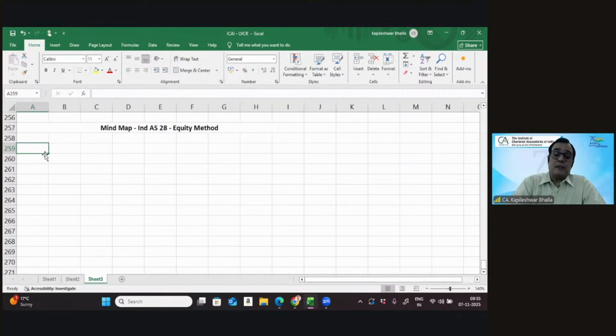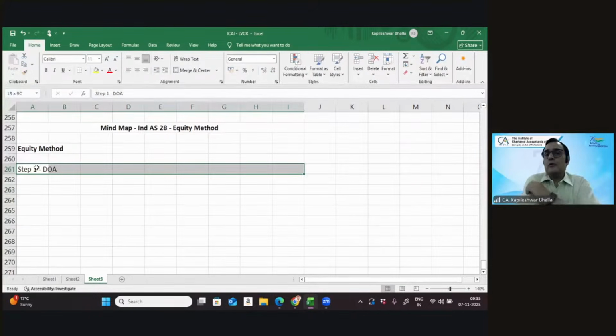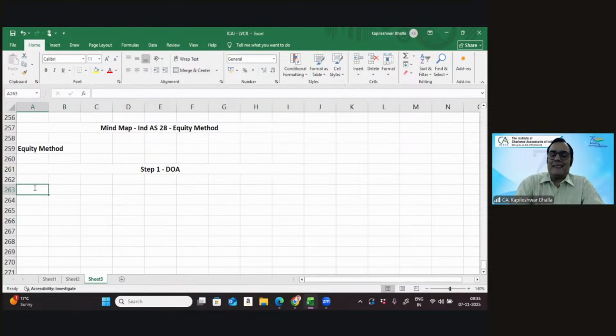Now, I always tell people that the equity method as per Ind AS 28 involves the application of 2 steps. I would say the step number 1 is on the date of acquisition. What you need to do in step number 1 on the date of acquisition is you need to identify the goodwill or the capital reserve.